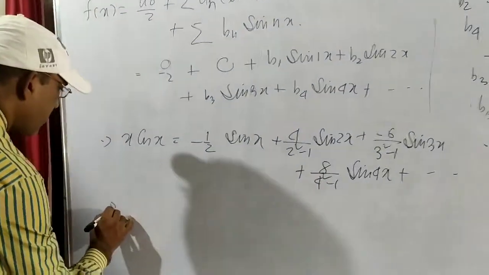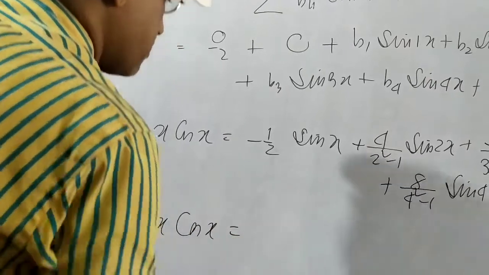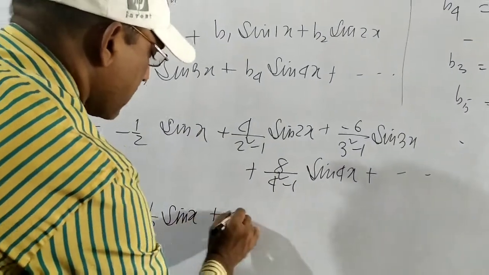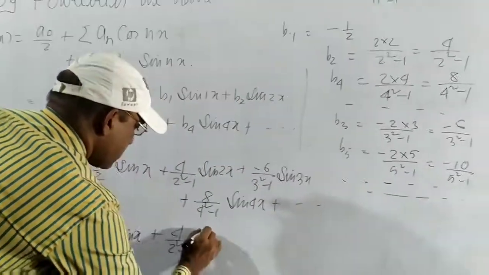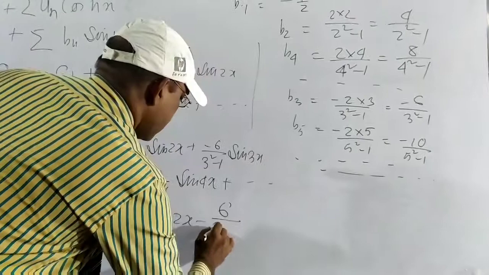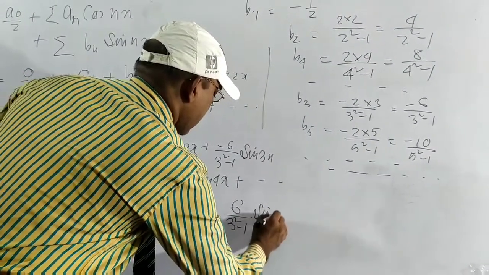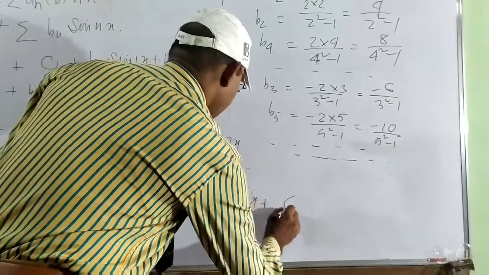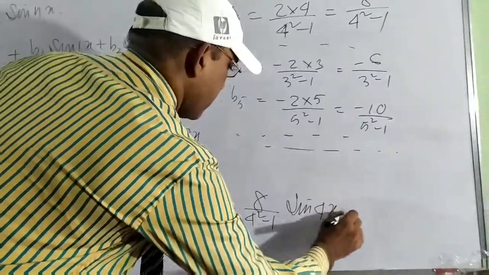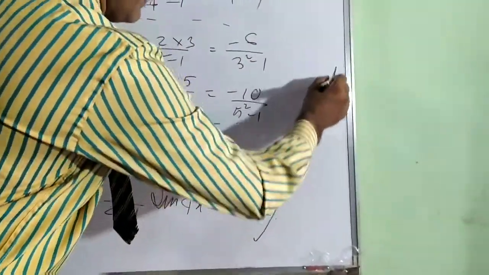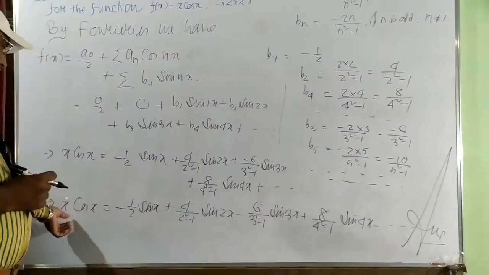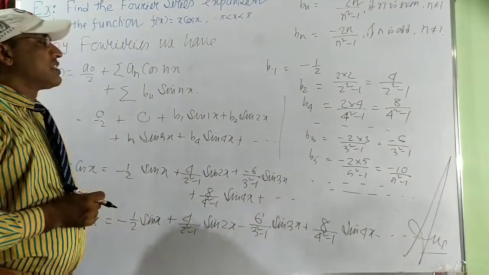So this will be x cos x equal to minus 1 by 2 sin x plus 4 by 2 square minus 1 sin twice x minus 6 by 3 square minus 1 sin thrice x plus 8 by 4 square minus 1 sin 4x minus dot dot dot, and this is our answer. This is the complete solution of the Fourier series. x cos x we can write in this way. So this is the complete solution.